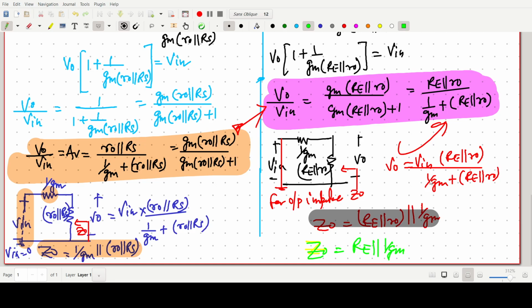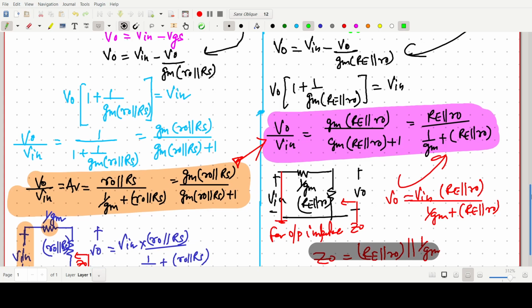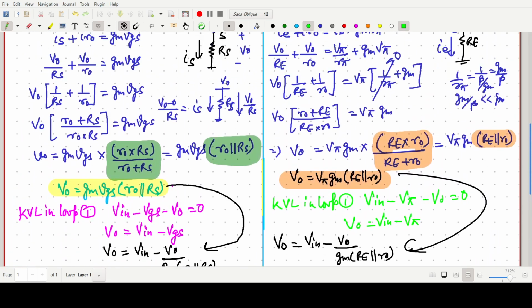So this is all about the comparative analysis, how to solve and how both are very similar. Everything is similar, gm, R naught, but here RE, there RS. Everything is the same. So this is all about this lecture.